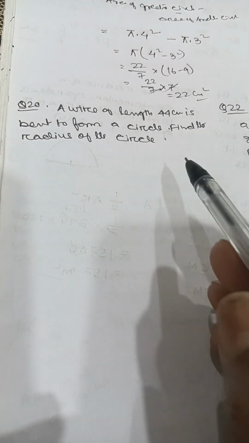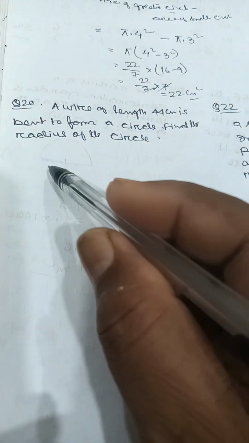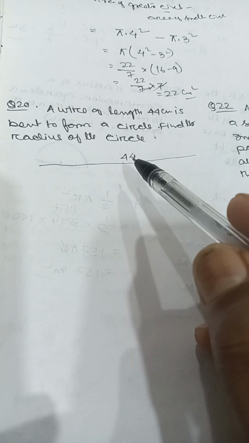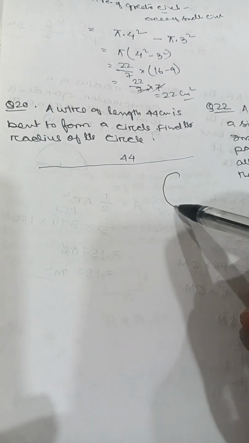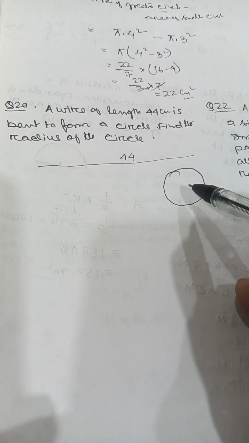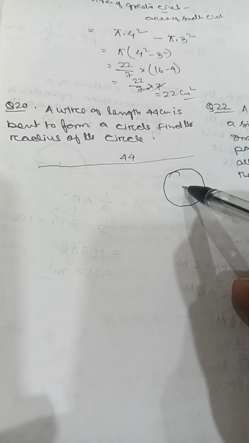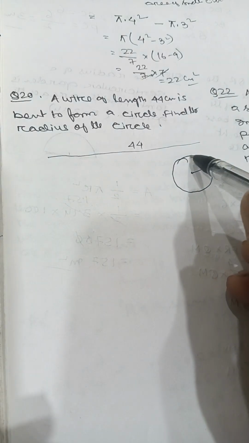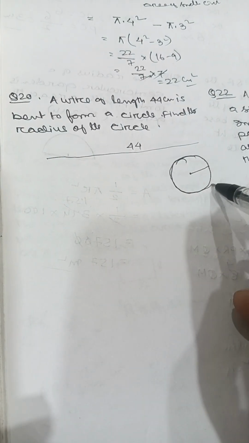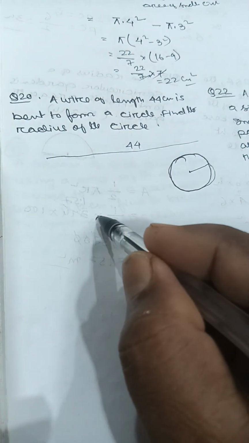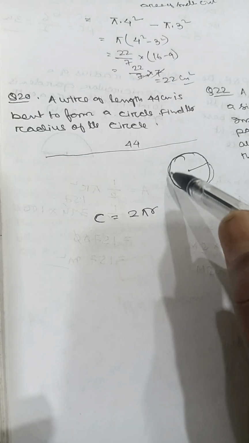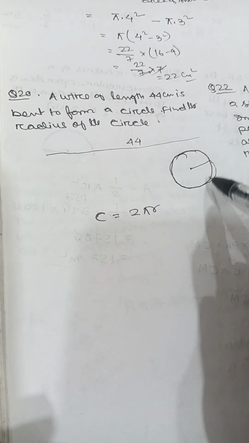Next question. A wire of length 44 centimeter. Suppose this is the wire. Its length is given as 44 centimeter. If we bend it like a circle, suppose with the help of this wire we have made this circle, we have to find the radius of this circle. Okay. So the length of the wire and the length of the total path of the circle are the same. So you write that is called circumference, and the formula of circumference is 2 pi r. The total length of the circle is called circumference.